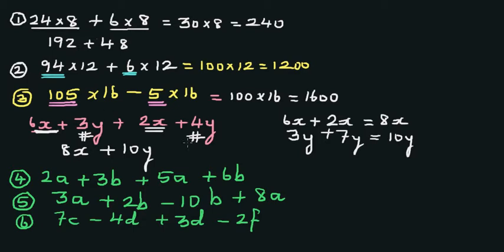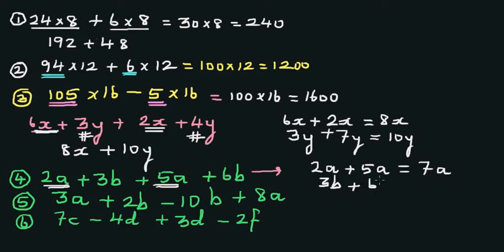Hopefully you've done this. Let us do this here separately. If this is 2a, this is 2 lots of a plus 5 lots of a. It's a good habit to write it. So 2 lots of a plus 5 lots of a is 7a. And then you've got 3 lots of b plus 6 lots of b, which is 9 lots of b. So here the answer should be 7a plus 9b.